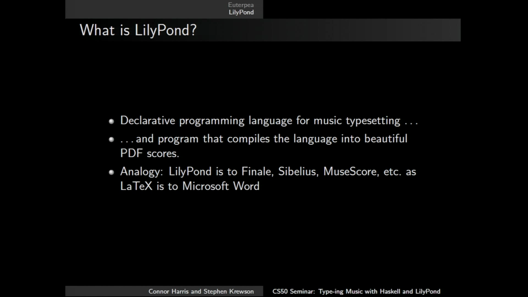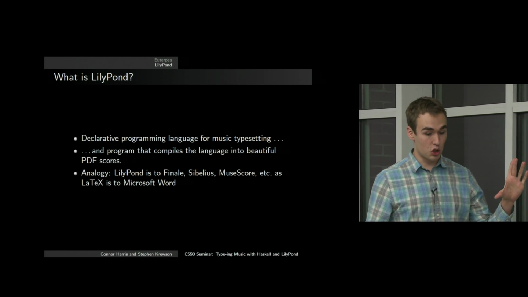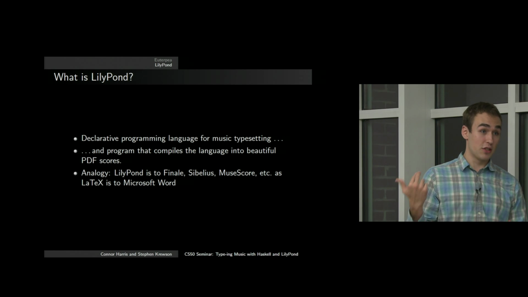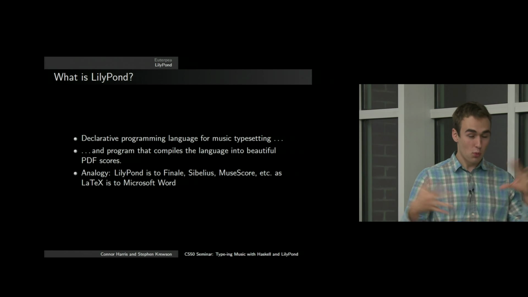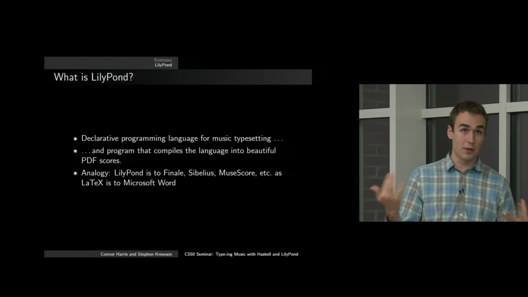So what is Lilypond? It's a declarative programming language for music typesetting. Declarative, you can think of things like HTML, where HTML doesn't say how web browsers should render web pages step by step. It's just a textual description of what you want the page to look like. And it's also a program that compiles this language, reads it in and does the typesetting for you, and spits out these wonderful-looking PDF scores. You can also get them in PNG format or whatever.